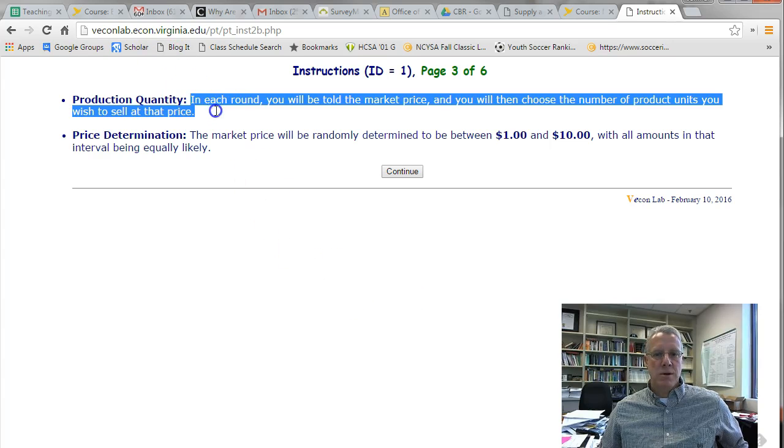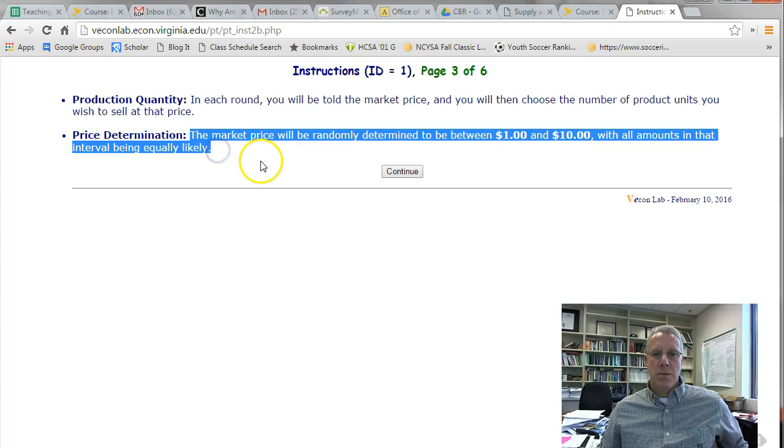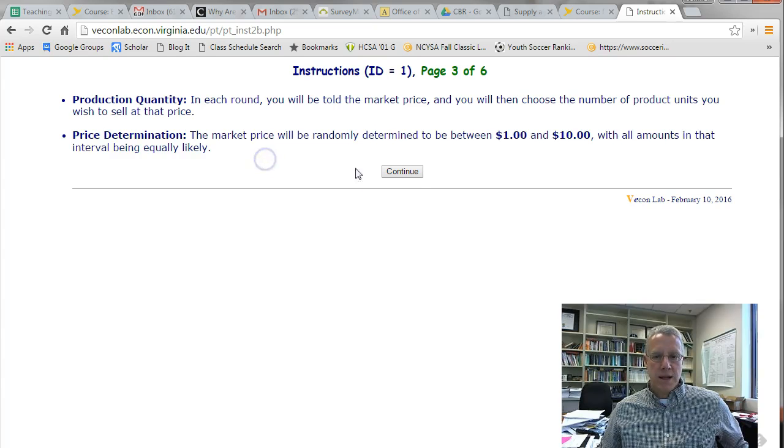Okay, in each round, you'll be told the market price, and then you will choose the number of product units you wish to sell at that price. The market price will be randomly determined to be between $1 and $10, with all amounts in that interval being equally likely.